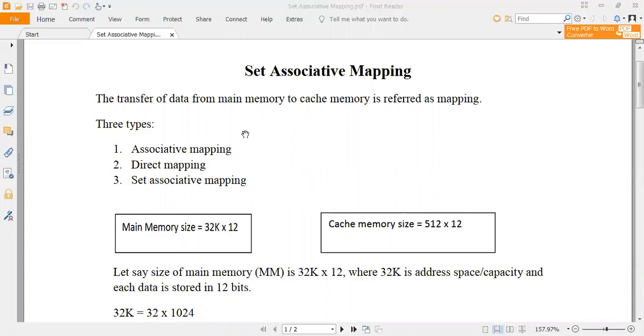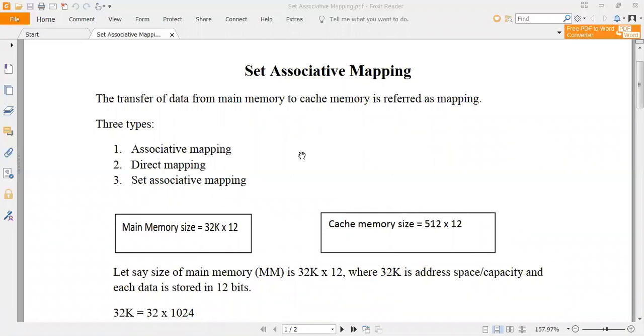Transfer of the data from the main memory to cache memory is known as mapping. And there are three types of mapping: associative mapping, direct mapping, and set associative mapping. In associative mapping, the complete address-data pair is copied from the main memory and is stored in the cache memory. And the disadvantage of associative mapping was that the size of the cache memory increases, and if we compare the cost incurred to increase the size, the performance is not up to the mark.